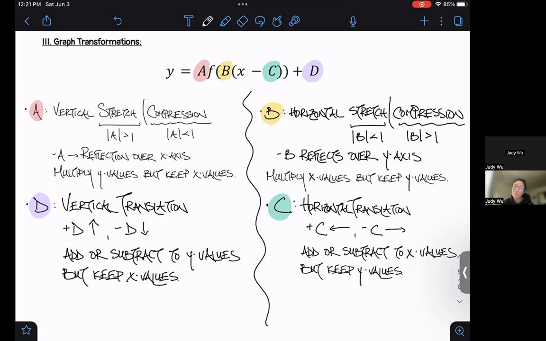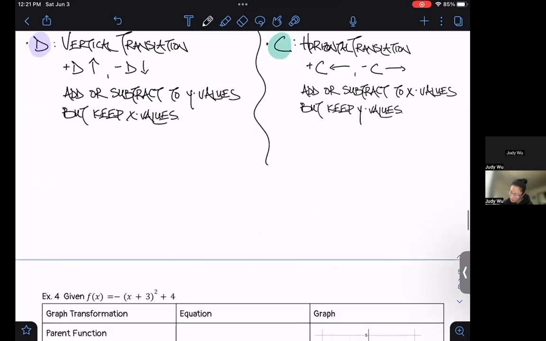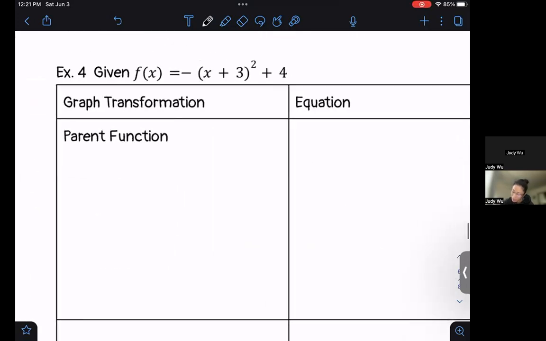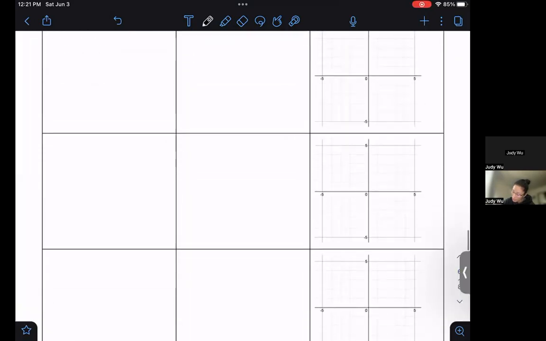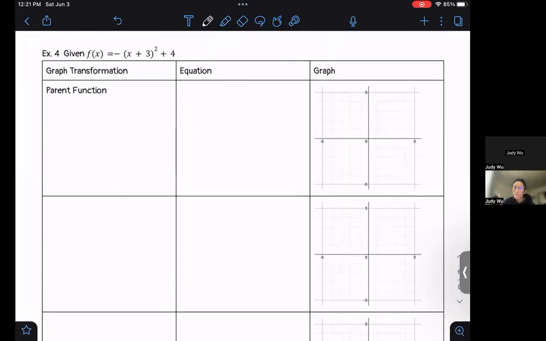Okay, but now we're going to apply these to questions and actually see how we can use them to graph functions that ordinarily might seem like, wow, how does anyone know what that picture looks like? All right, so we're going to start here with example 4. Example 4, given f of x equals negative (x plus 3) squared plus 4. What we're going to do is graph this in 1, 2, 3 different steps. But before we do those steps, we have to identify the parent function.